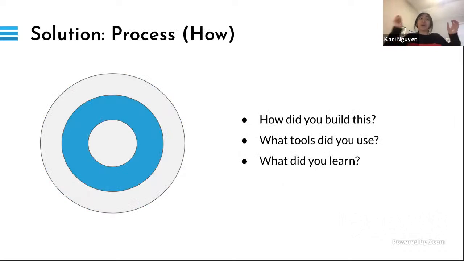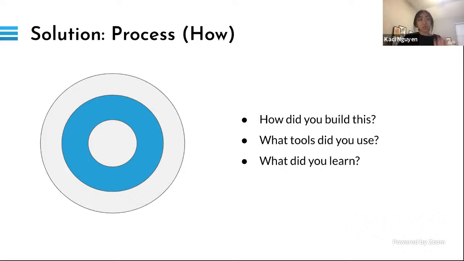Then we go back into the second circle, which is the how. And this is where you're going to highlight your tech stack. What did you use? What tools did you use for your front end, your back end? You can talk about Flask, React, MongoDB, whatever tools you use, that's where you want to mention it here. And of course, don't go too in depth. This part shouldn't take that long.